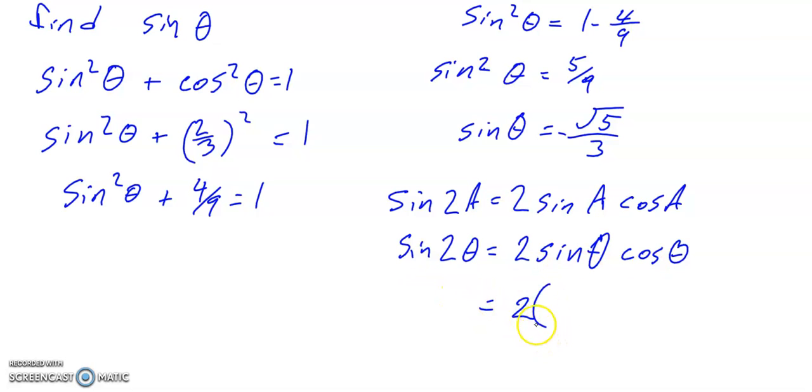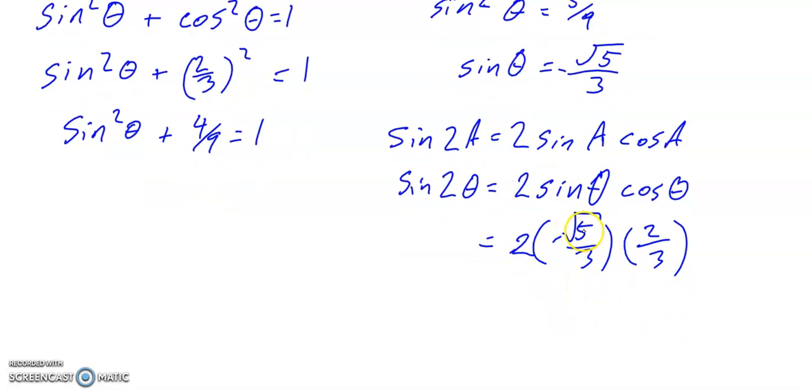So we're going to do 2 times negative radical 5 over 3 times the cosine of theta, which we said was 2 over 3. So we're going to do 2 times negative radical 5 times 2. That's going to give me negative 4 radical 5 over 9. Say one thing and write another thing, that's how we get in trouble. So there is the sine of 2 theta. Boom.